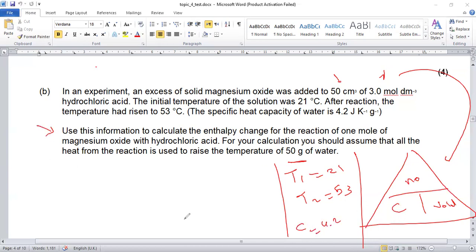That is what is required: use the information to calculate the enthalpy change for the reaction of 1 mole of magnesium oxide. So this requires MgO plus hydrochloric acid to give MgCl2 plus H2O. For your calculation, you should assume that all heat from the reaction is used. How can we calculate that?